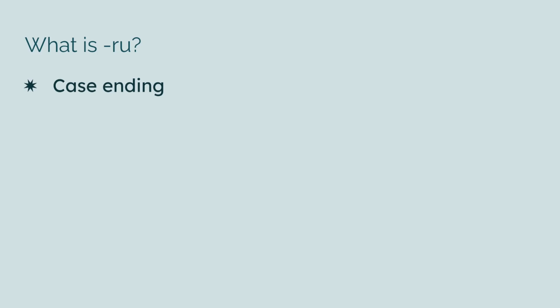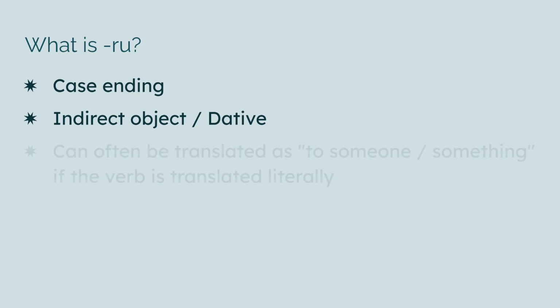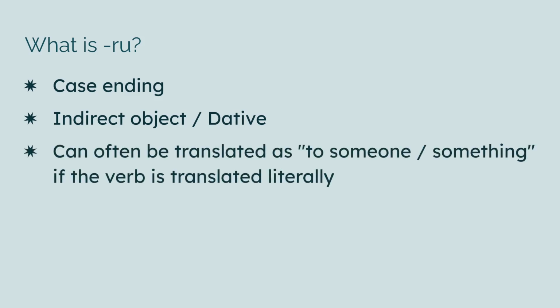So remember, in the last grammar video we talked about L and T, which also were case endings. As said, it's the indirect object. It's also sometimes called the dative, so you will encounter both names. And it can often be translated as to someone or to something, if we take the verb literally. This doesn't always work, but it can give you a hint that you might need ru.